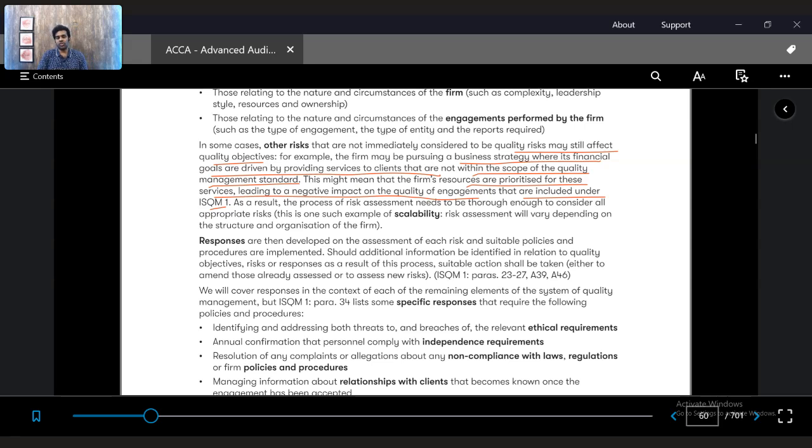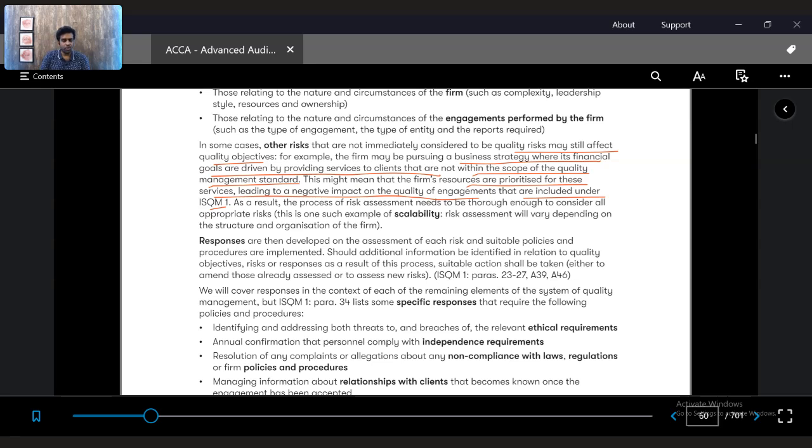So the firm wants to ensure that they provide the services at a low cost. If they are providing the services at a low cost, they want to get more business from the clients. But when you are doing something at a low cost, it will be difficult for you to bring in additional resources and complete the work. Definitely the audit quality will be compromised there. So that will lead to a negative impact on the quality of engagements that are included in ISQM 1.